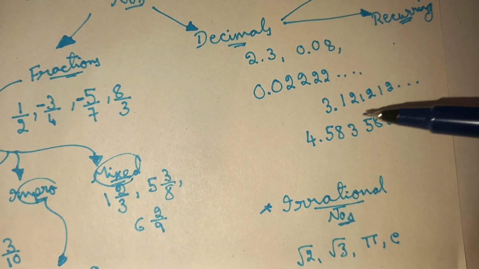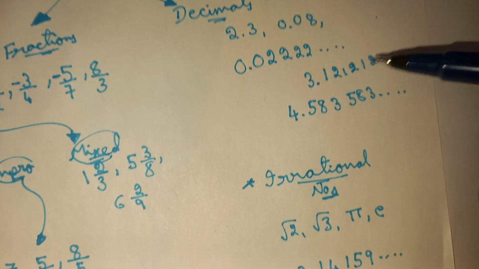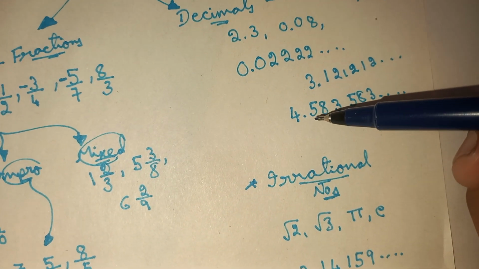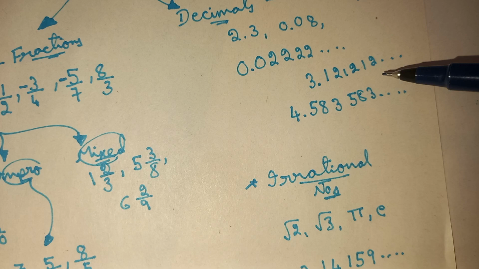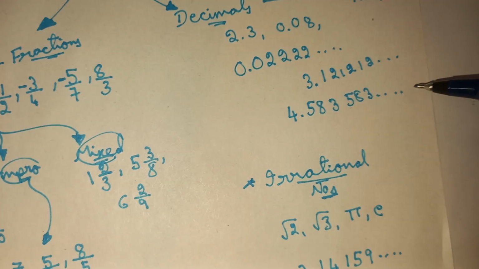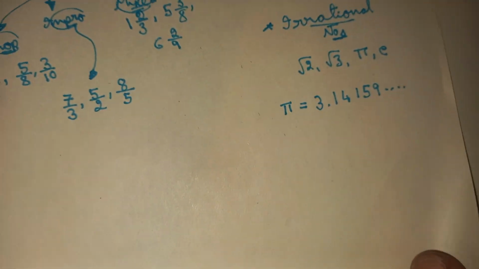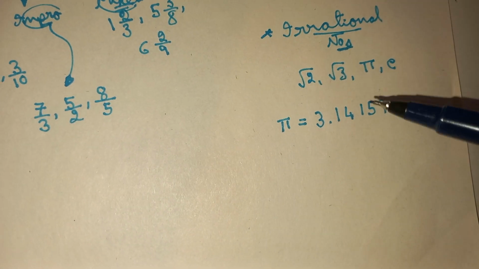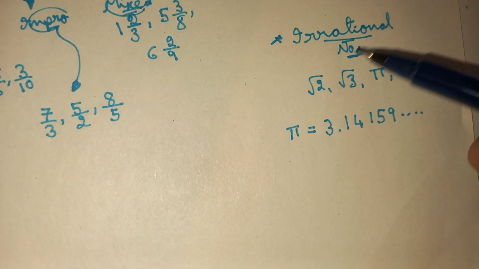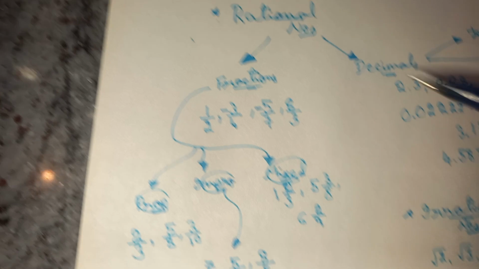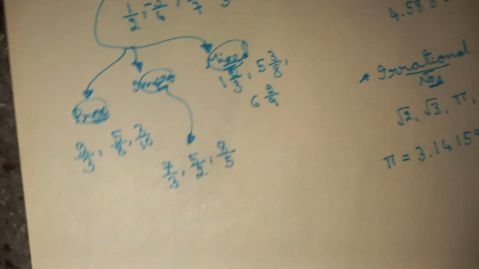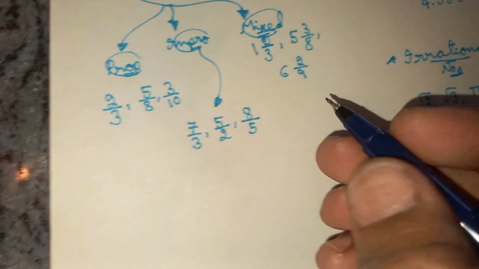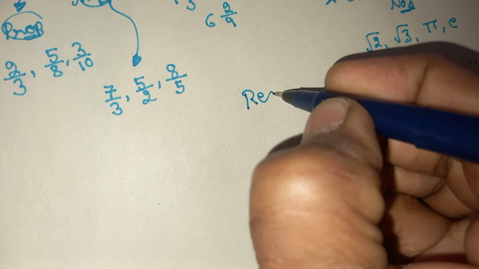Here 2 is repeating, here 1 2 1 2 is repeating. Some decimals start to repeat after 7 digits, 10 digits or 15 digits, but here it is not repeating and not terminating. So they are known as irrational numbers. They are completely different from rational numbers, and all these numbers I told above are combined to form real numbers.